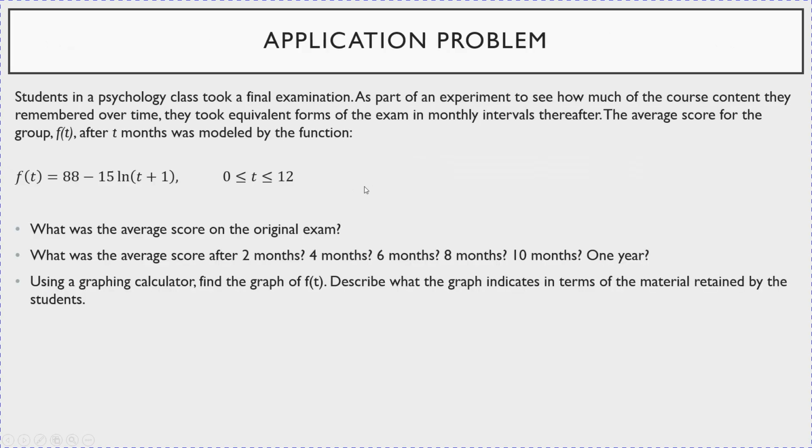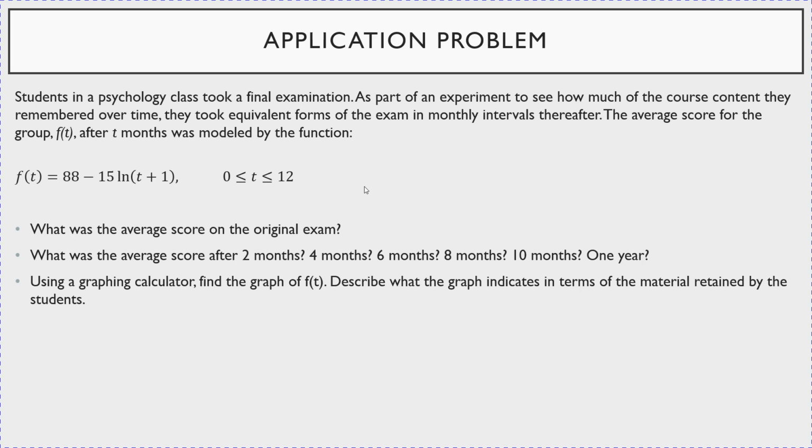All right, let's end now on an application problem. Kind of a fun one. Students in a psychology class took a final examination. As part of an experiment to see how much of the course content they remembered over time, they took equivalent forms of the exams in monthly intervals thereafter. It turns out the average score for the group, we'll call f of t, after t months was modeled by this function: f of t is equal to 88 minus 15 times the natural log of t plus 1, between months 0 and 12. And this gave the average score of the group.